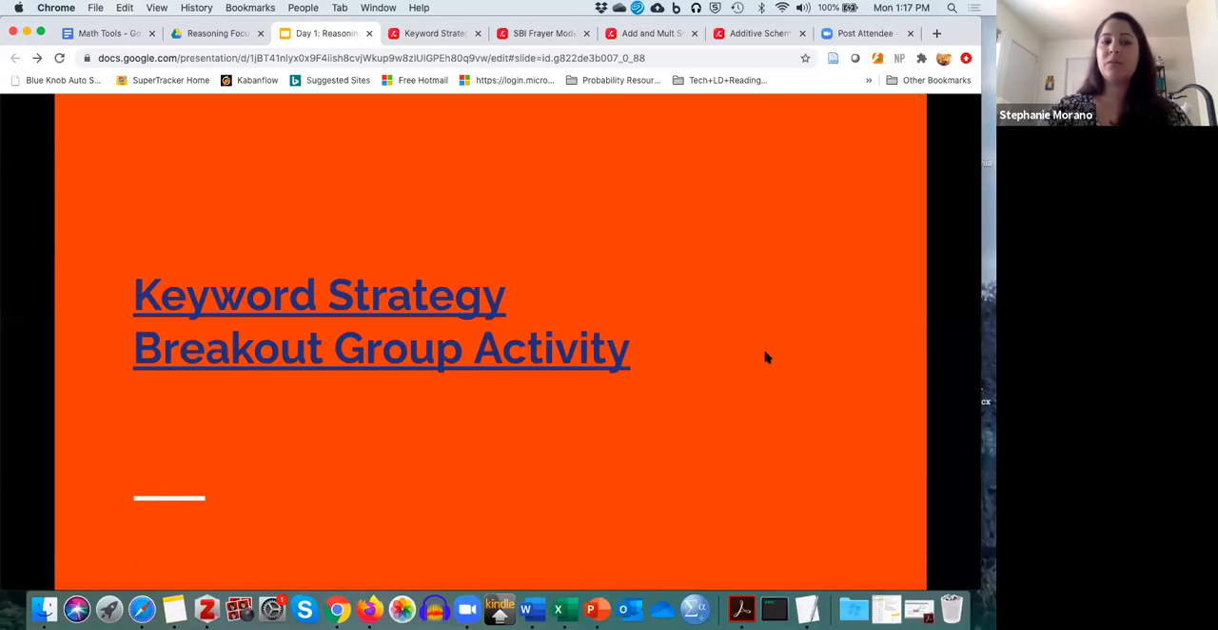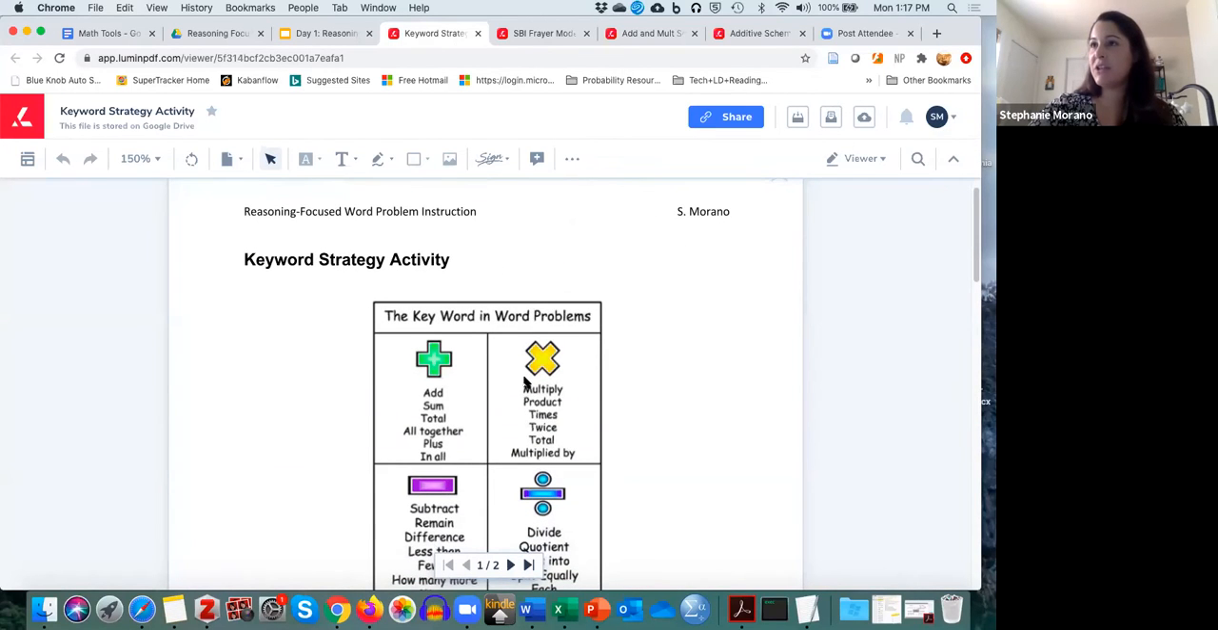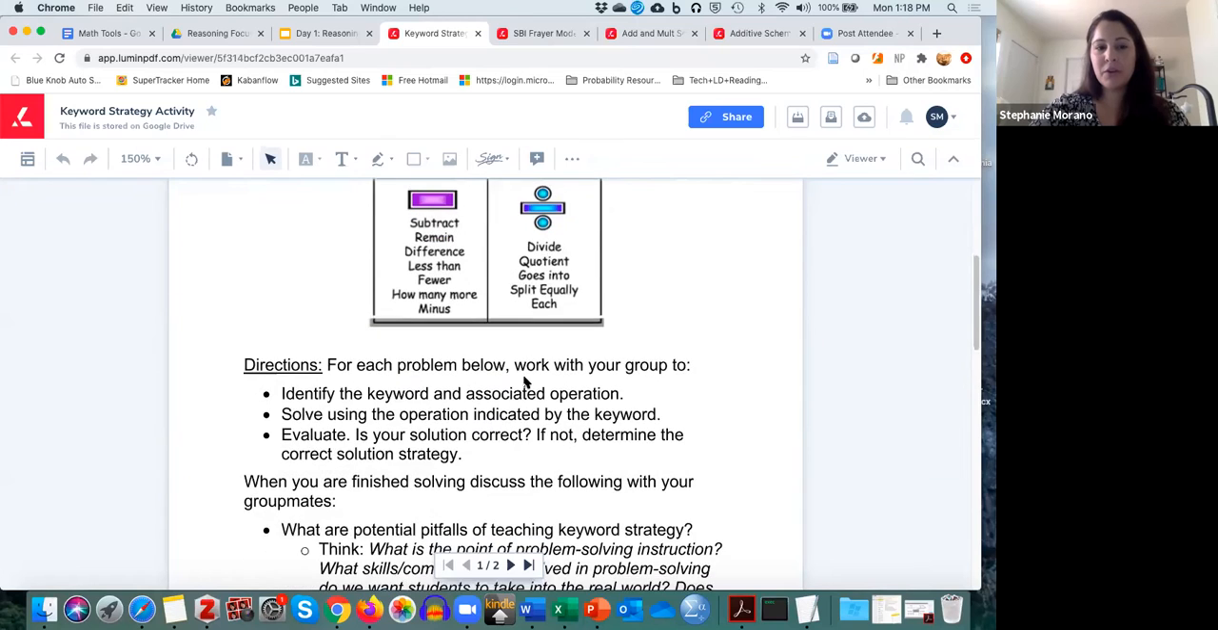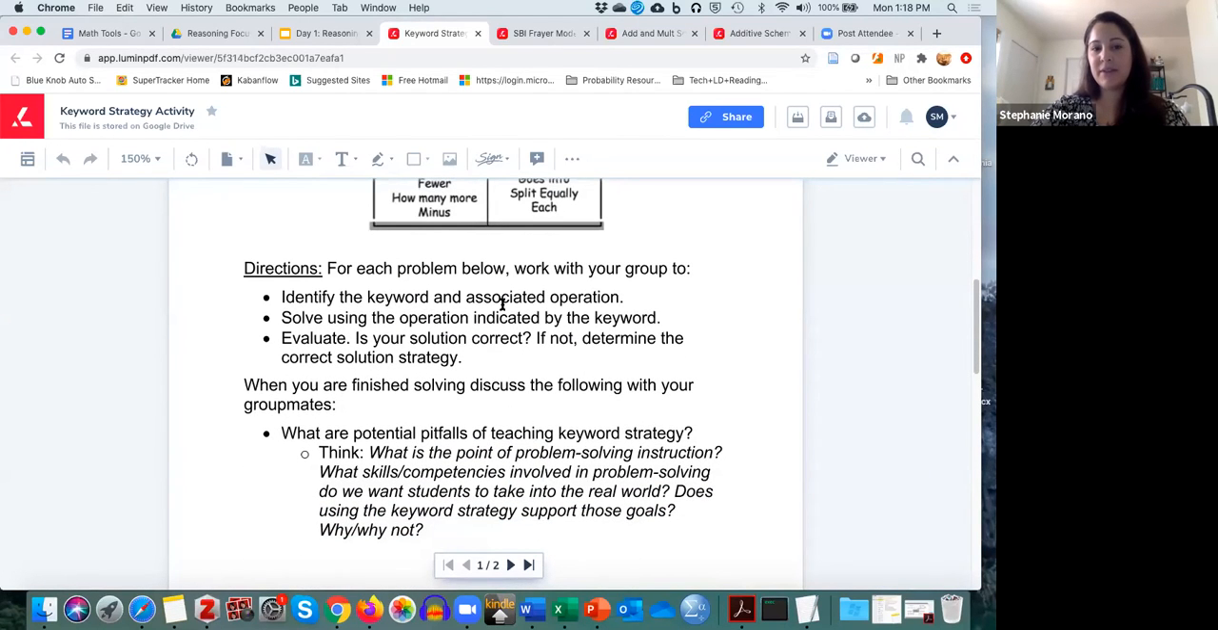So what we're going to do is a breakout group activity that's going to help us start to understand why teaching the keyword strategy, or teaching students how to hunt for those keywords and then use them to solve a problem, can actually be detrimental for students' problem solving learning. So you're going to open up or find in your folder this document, the keyword strategy activity. And you're going to work with your group to first identify the keyword and associated operation for each problem, then solve using the keyword that you identified, and then evaluate. So is your solution correct? If not, determine what the correct solution strategy would be.